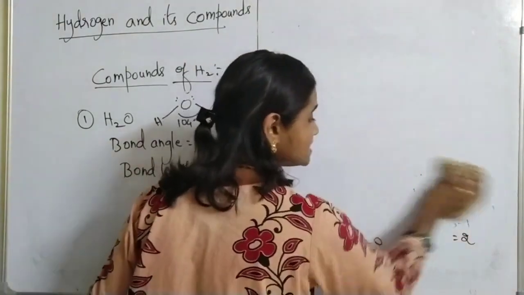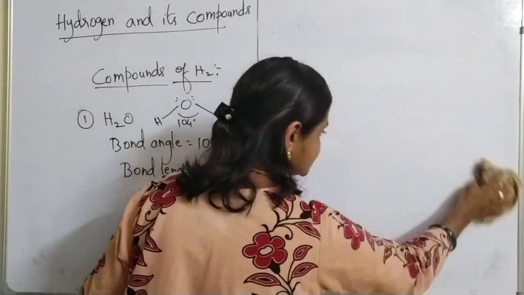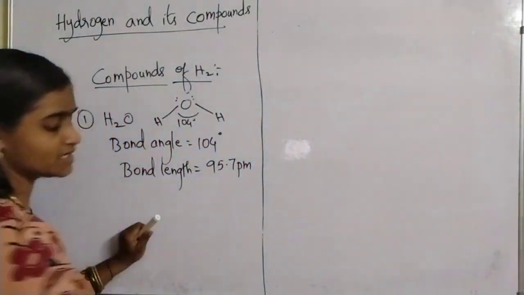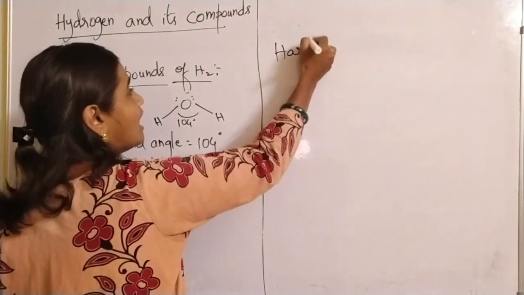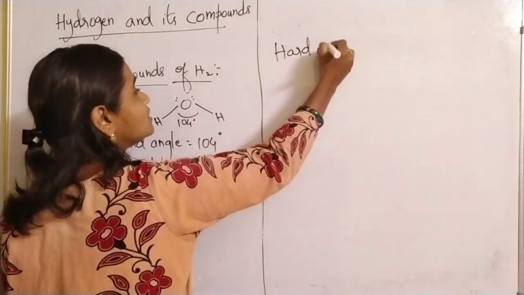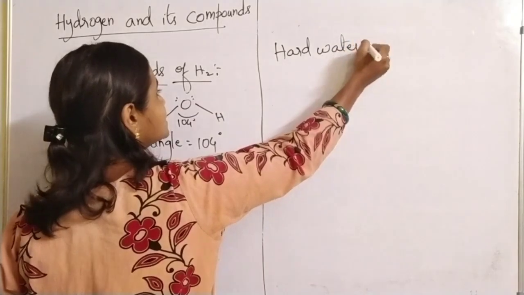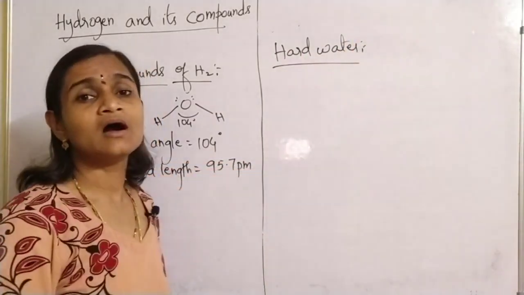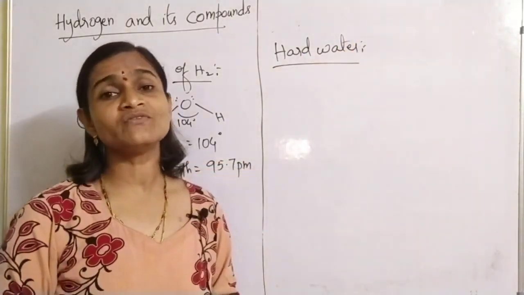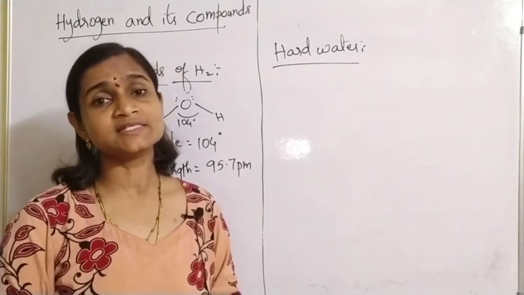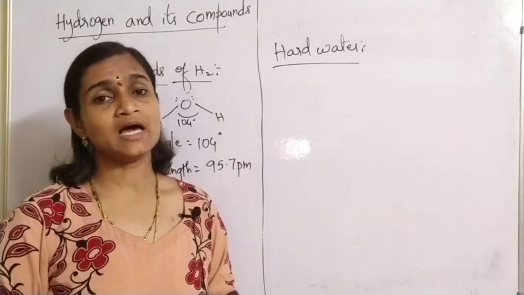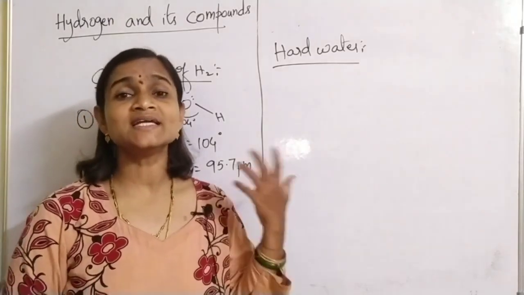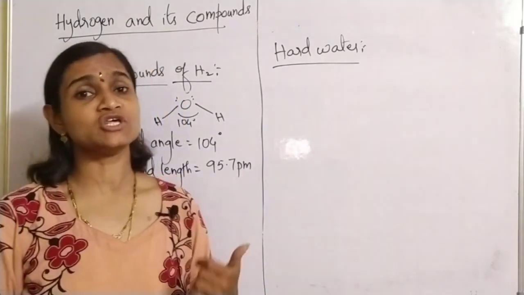Okay, because of the presence of what substances? Why is water said to be hard water? Hardness of water is due to the presence of what? Yes, certain carbonates and bicarbonates of calcium and magnesium which are there inside it. And some hard water consists of chlorides and sulfates of calcium and magnesium.